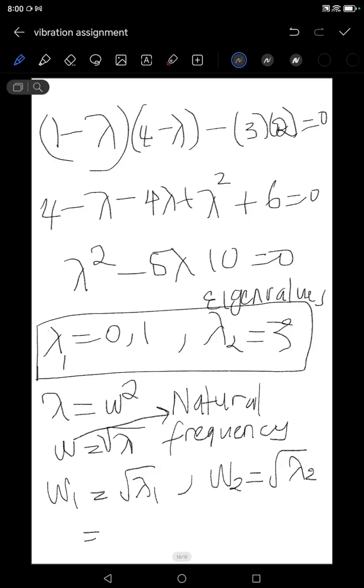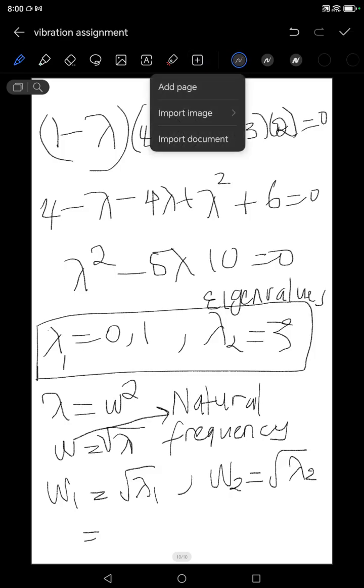Okay, guys, and then I said after determining the eigenvalue, we can determine the eigenvector. Okay, we can determine the eigenvector.